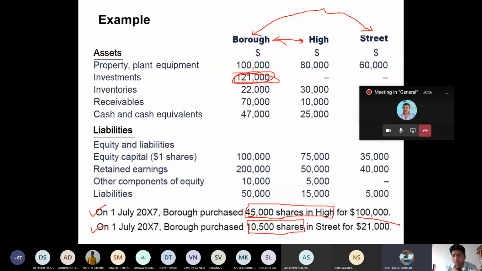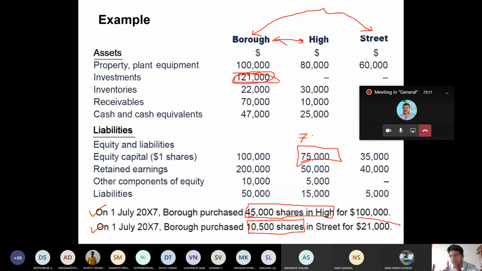Now see what we are going to do. We are going to see how many shares Borrow has bought out of the total shares of High. Look at the liability side of High. Equity share $1 shares amounting to 75,000 means obviously 75,000 shares are there. So High company has 75,000 shares. Out of that, how much has Borrow purchased?